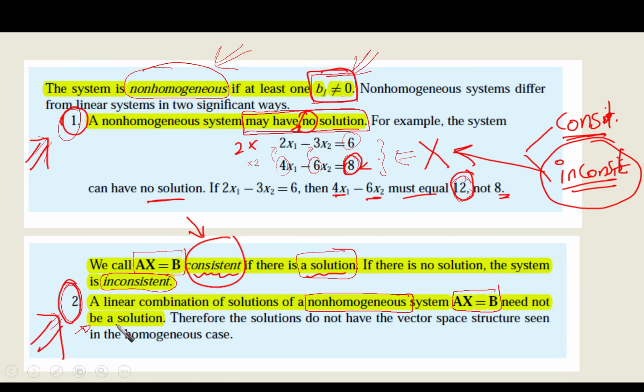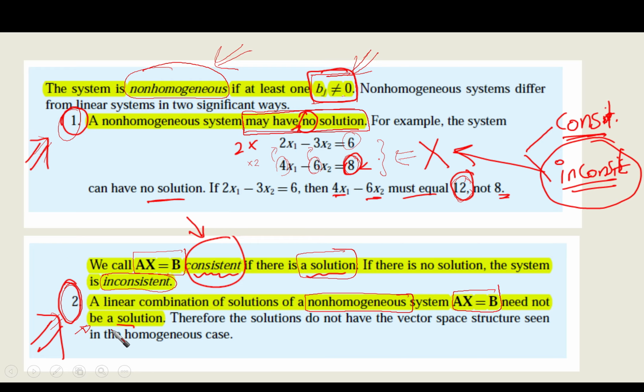be a solution. In the homogeneous system, if you remember, we said that we can add up the two solutions so that we can get another solution, a third solution. But actually this doesn't apply in the non-homogeneous system. In the non-homogeneous system, a linear combination of solutions of AX equal to B need not be a solution. It's not.